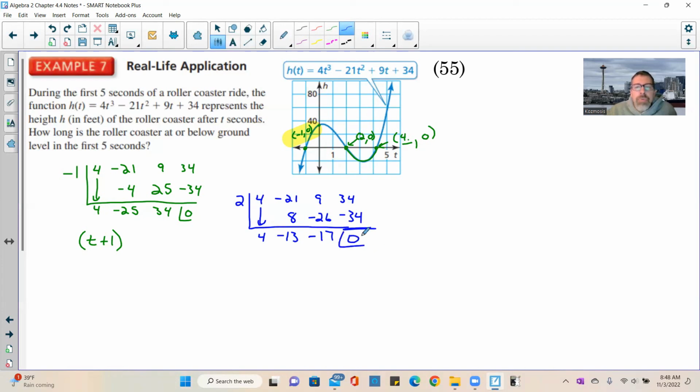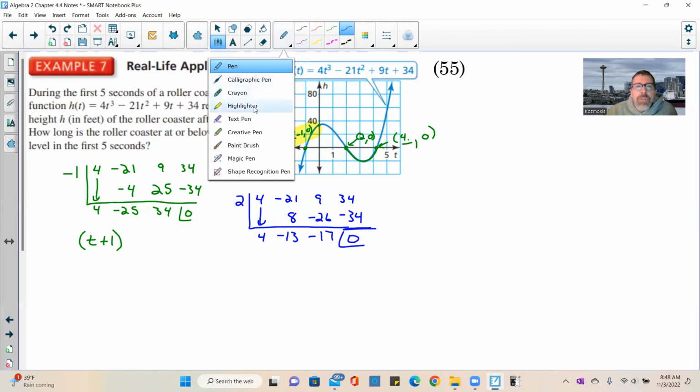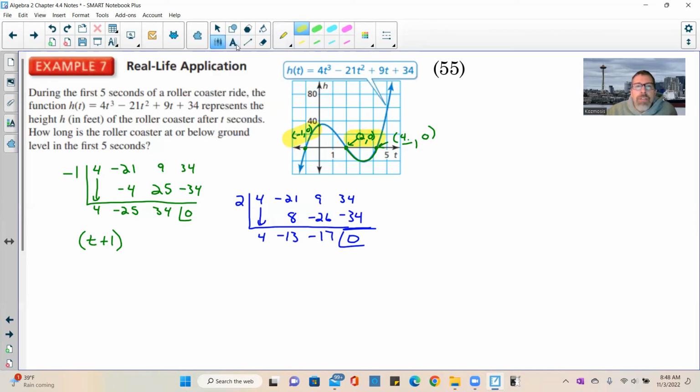That is proof that that is a solution. So if 2, 0 is a solution, then the factor is t minus 2. Okay, the opposite of what you divided by. So now I have t plus 1 as a factor, t minus 2 as a factor, and then I have a third factor, which is t minus whatever this value is here.